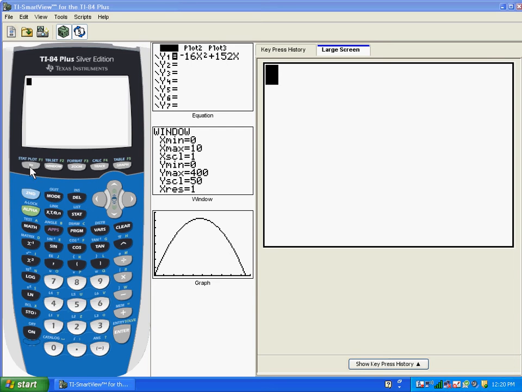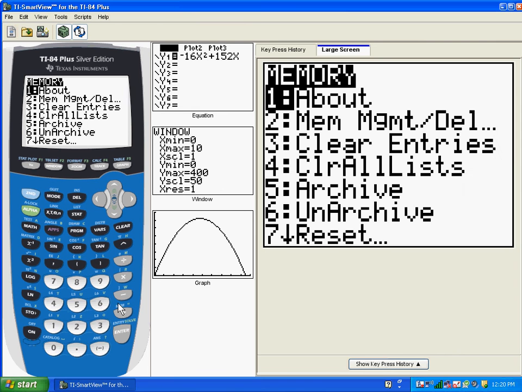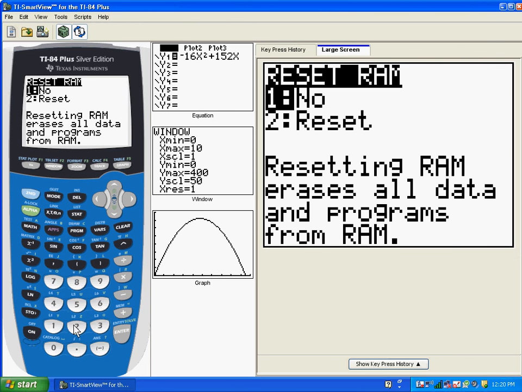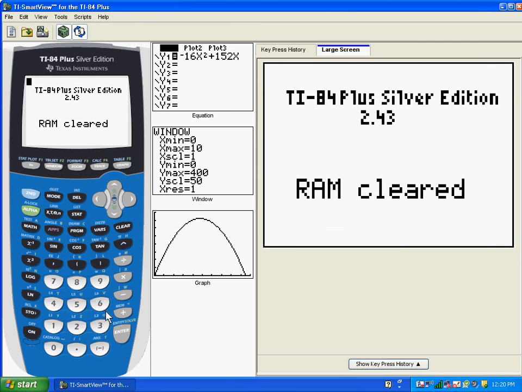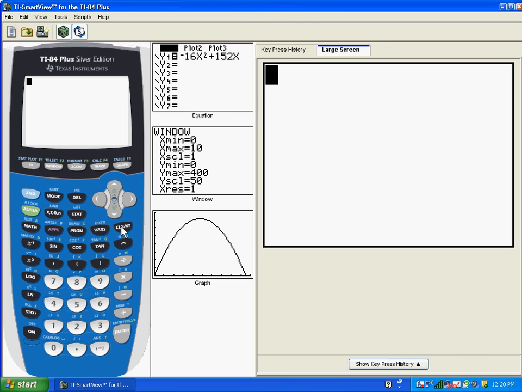One of the first things we're going to do is reset the calculator, which is we're going to hit second and the plus sign, which is memory, and we're going to go 7, 1, 2. Of course, you always have two options there as far as scrolling with the arrows, but if you type the numbers, it's much quicker. Okay.